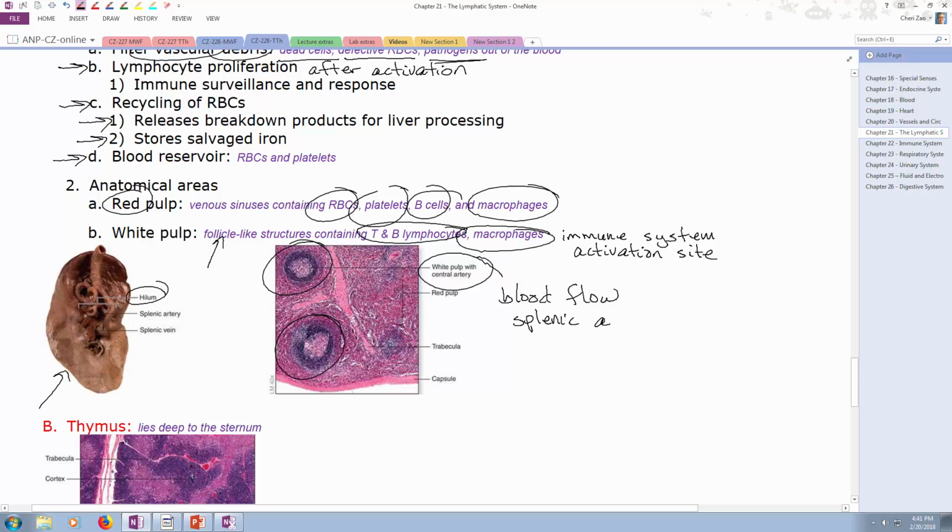Splenic A for artery, then white pulp, then red pulp, and then out through the splenic vein.